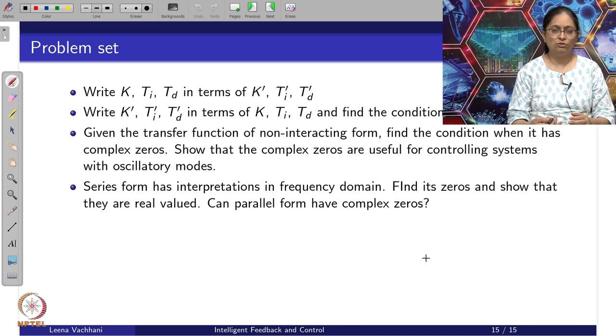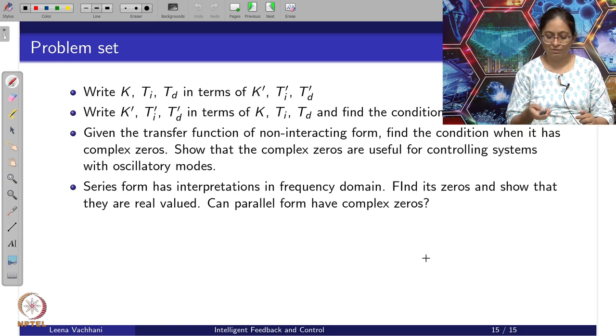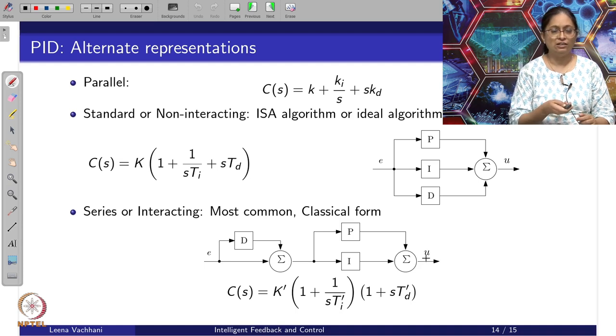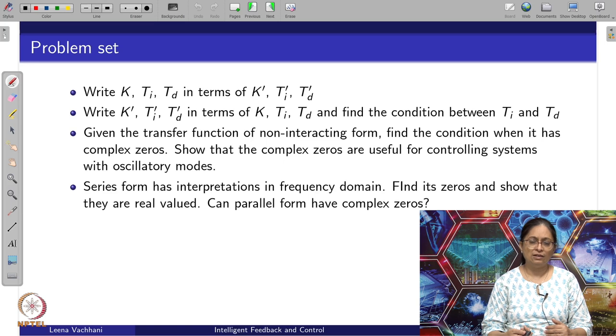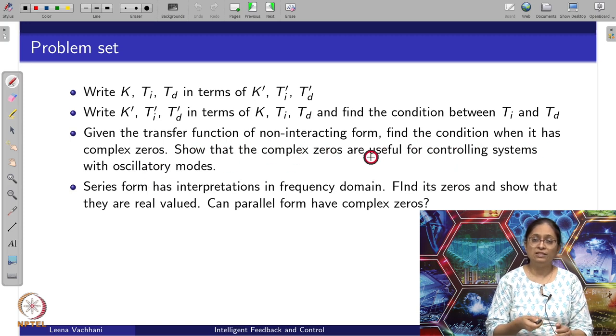Your problem now is to represent K, Ti and Td in terms of K prime, Ti prime and Td prime. What are these? K, Ti and Td are the standard or non-interacting form, and one can always convert it in terms of K prime, Ti prime and Td prime. What this exercise helps us understand is that the vice versa can also be written, and we can find the condition between Ti and Td. Now with this we should be able to say that when we have the transfer function of the non-interacting form, we will be able to find the condition when it has complex zeros. And complex zeros are useful for controlling systems with oscillatory modes. So for second order systems with prevalent oscillatory modes, we should be able to find the solution in terms of the non-interacting form.